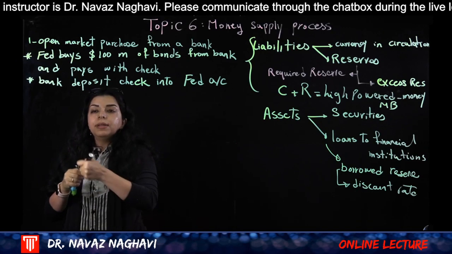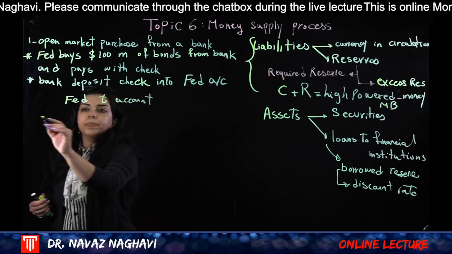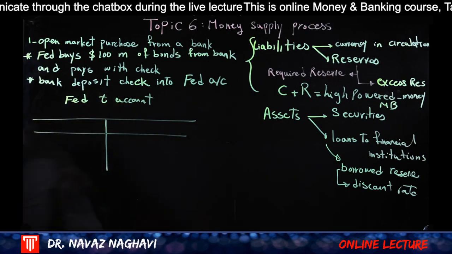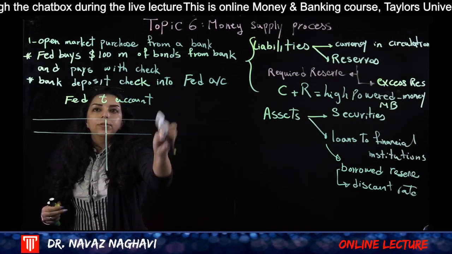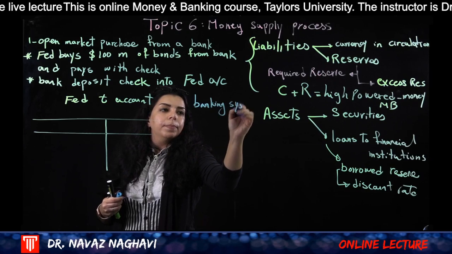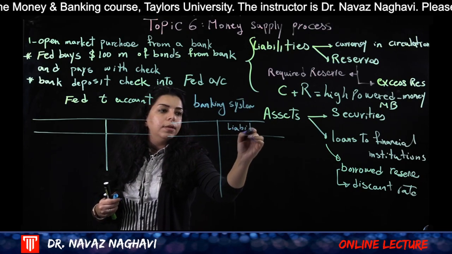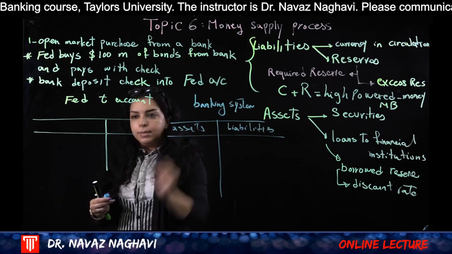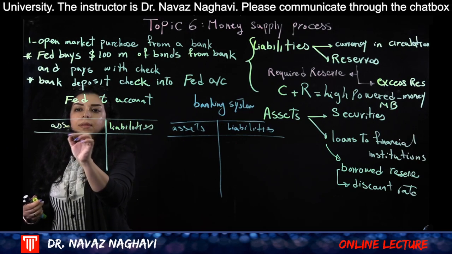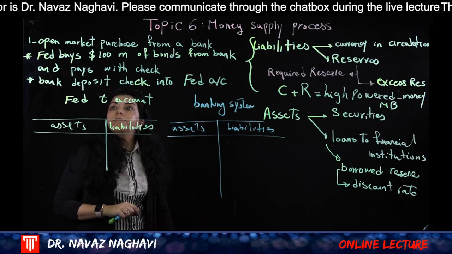So now we want to know what is happening to the Fed T account. We know that one side is liabilities and the other side is assets. Since we have to do this for the banking system as well, I try to write it in a way that later on I can do it for the banking system. So this side is liabilities, and here are assets, and the same is here.